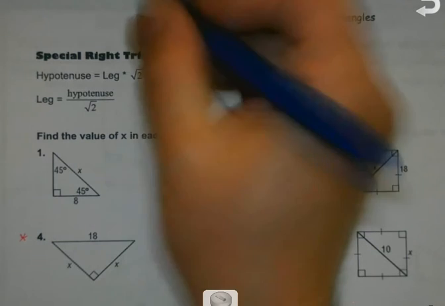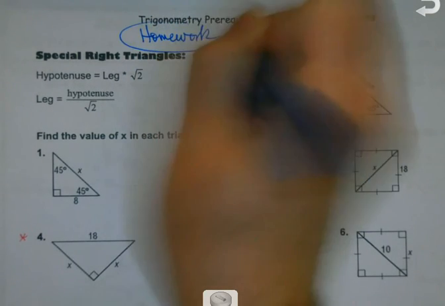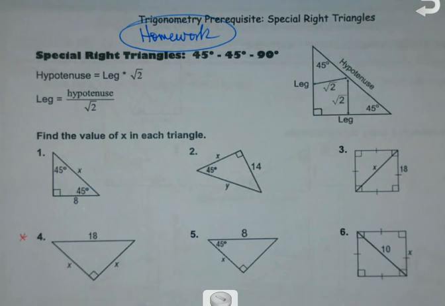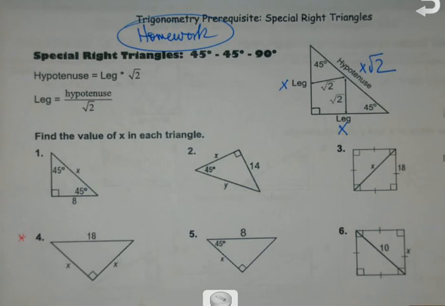So here again, this is the homework sheet for this. We're starting on a side where we're dealing with 45, 45, 90. And I even went so far as to repeat on here what everything is. Remember, when we're doing this, it's x, x, x square root of 2. And I even wrote on here how you would calculate each of those depending on what information you have.